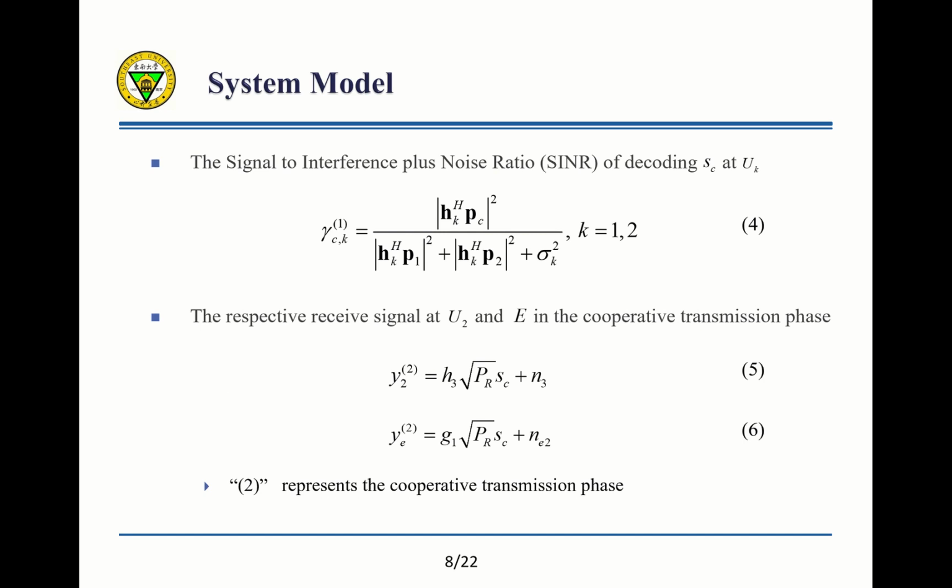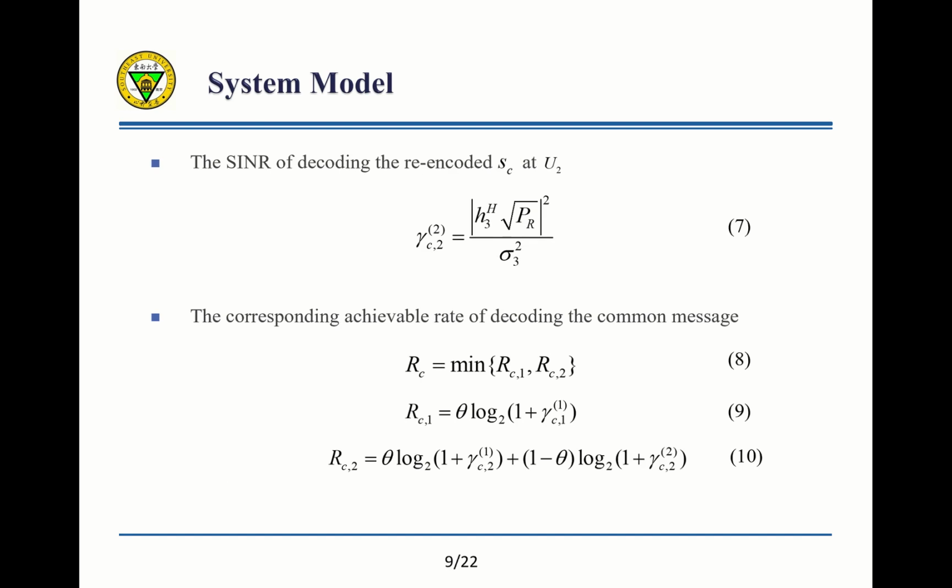The signal-to-interference-plus-noise ratio of decoding the common message at both users is described in equation 4. In the cooperative transmission phase, the respective receive signal at Uk and E are expressed in equations 5 and 6. Thus, we can compute the SINR of decoding the re-encoded common message at U2, which is shown in equation 7. Easily, we can know the corresponding achievable rate.